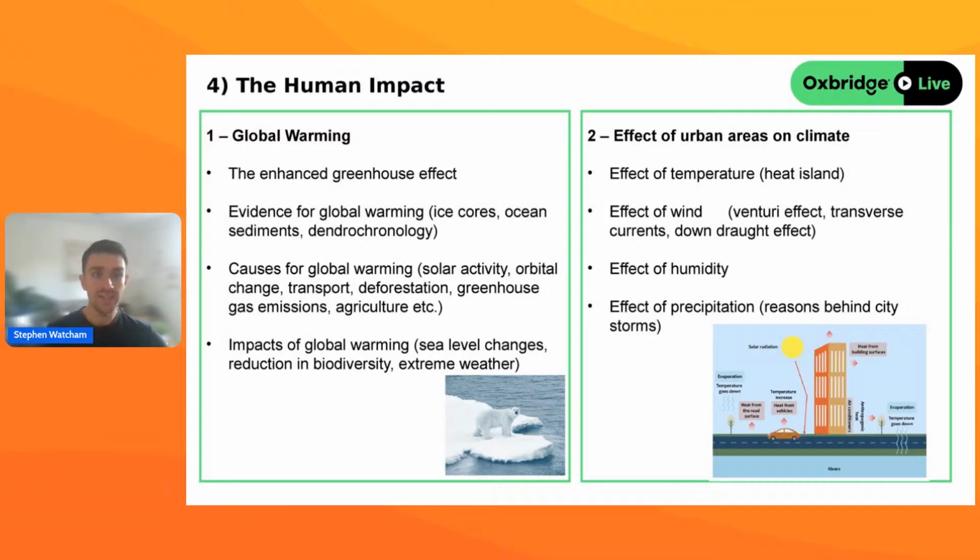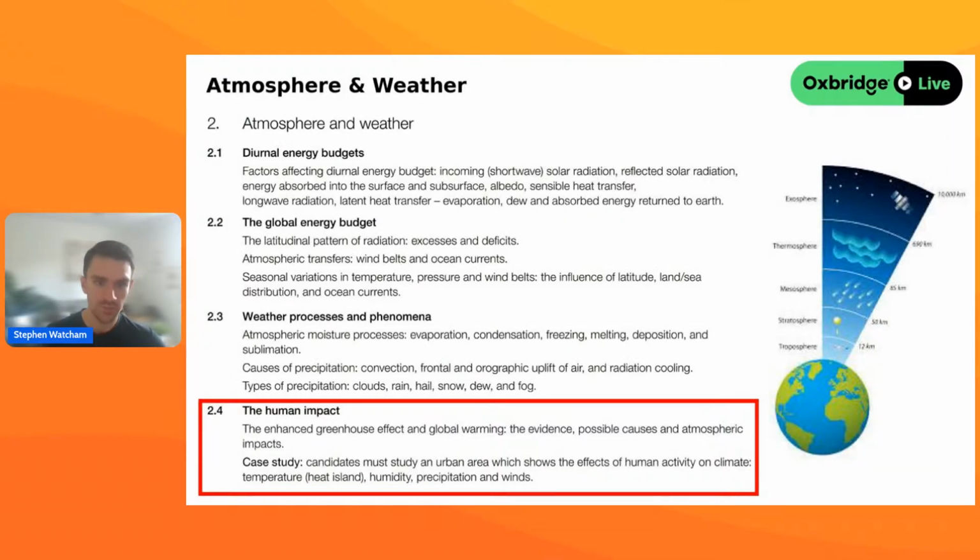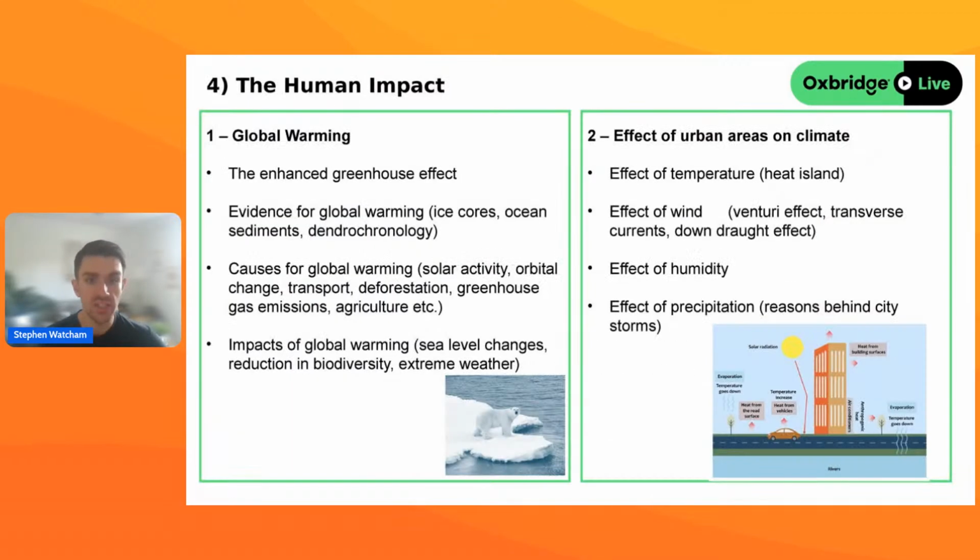For each unit, though, you need a much more in-depth case study. And with the atmosphere and weather unit, that case study is the effect of urban areas on climate. So it says that for our case study, students must study an urban area and how it's affected by temperature, humidity, precipitation, and wind. So within our notes, we have the case study that you need, and that is your major case study for this unit.